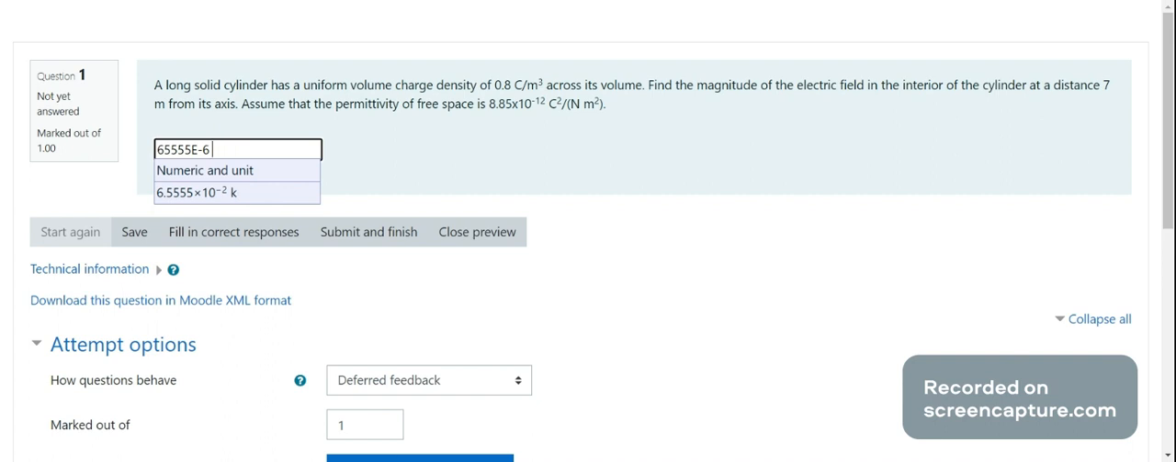So what else? You have here a Newton divided by coulomb, okay? You can see it here in this form. Or we can write this unit as Newton space coulomb to the power of -1. Okay, so you have two ways of entering the units. As you can see here, this way.